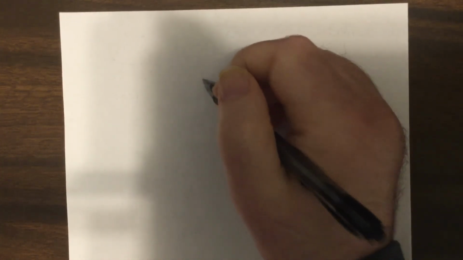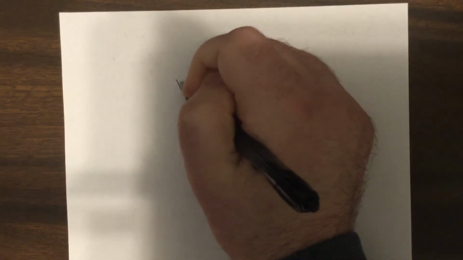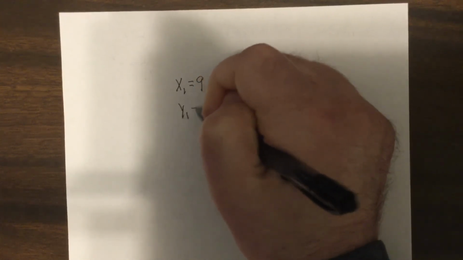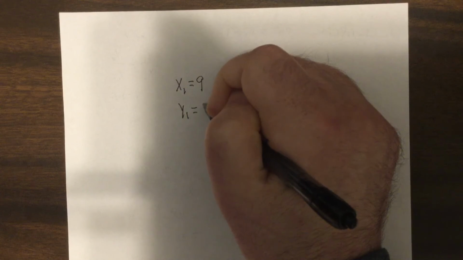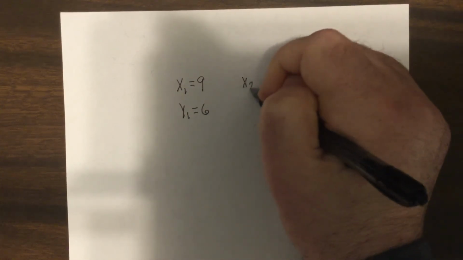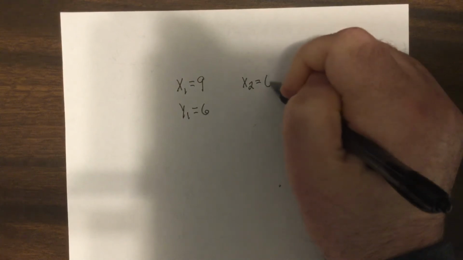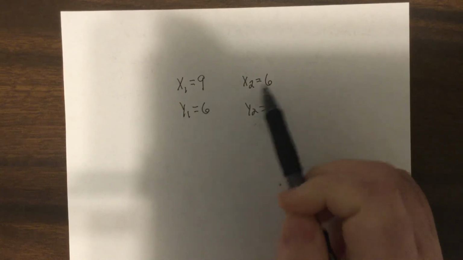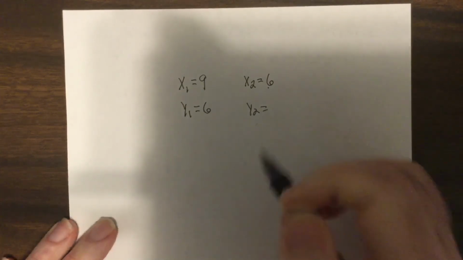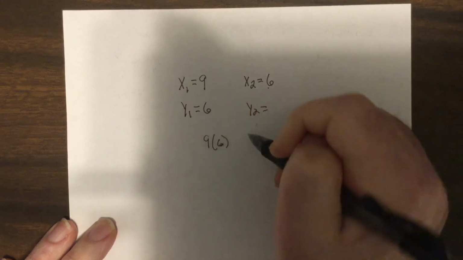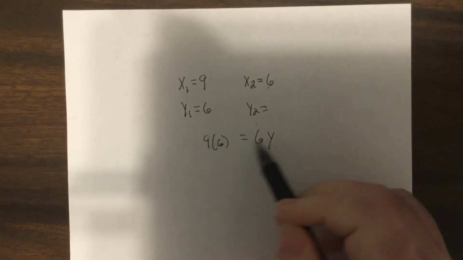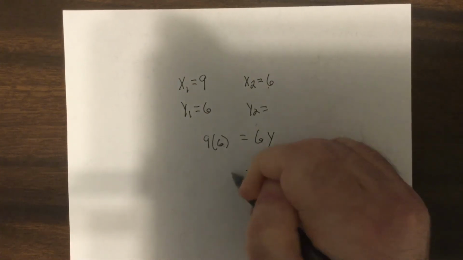So try one for me here, please. So x1 equals 9 when y1 equals 6. x2 equals 6. y2 equals, well, x got smaller, so y better get bigger, or I'm doing something wrong. So 9 times 6 equals 6 times y. Well, you could just divide both sides by 6. So y equals 9.